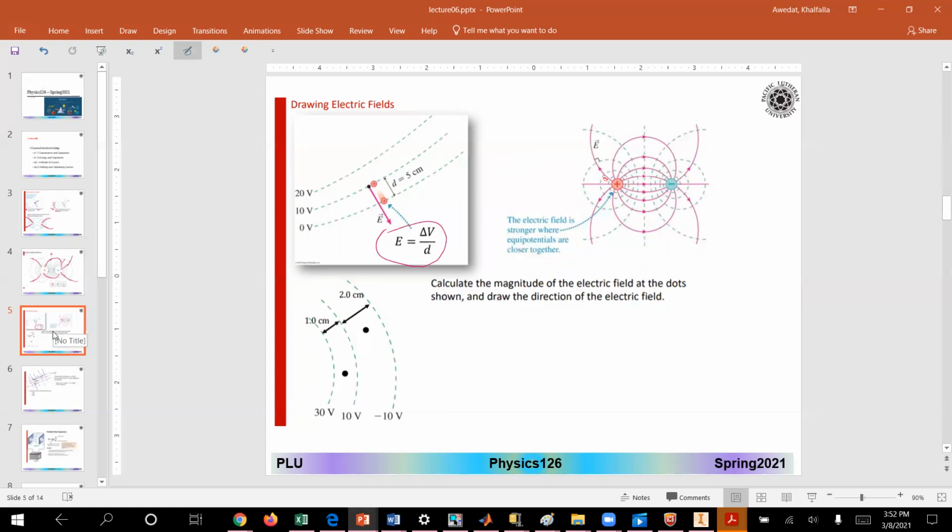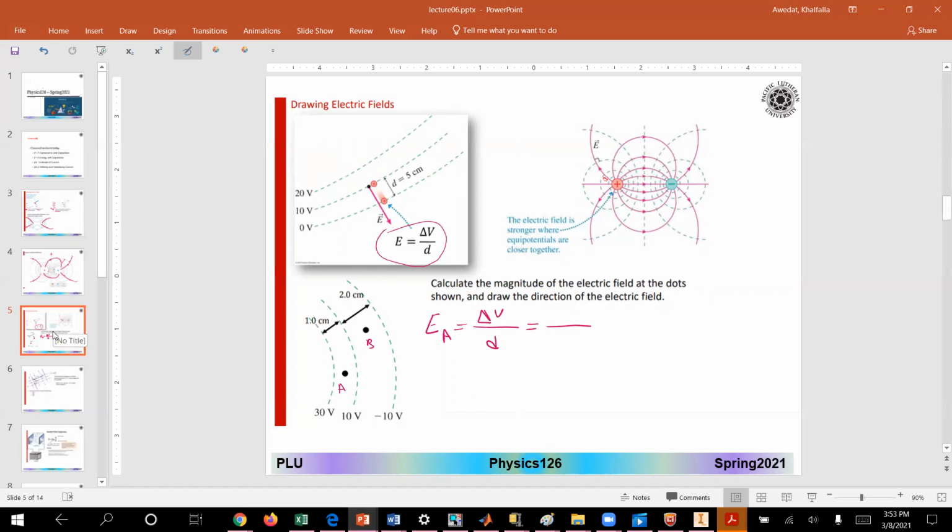So what we need from that distance: we need the locations, and we need the equipotential values. Here we have 2 points. One of them is located between the equipotentials 10 volts and 30 volts. The second point is located between 10 and minus 10. Let's call this one B, and this one A, and we try to find the electric field at those 2 points. So basically, it's the straightforward formula, delta V divided by d. So we need to find what the delta V is.